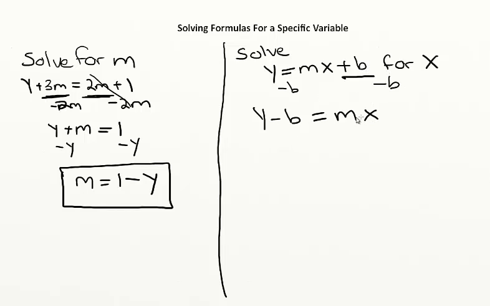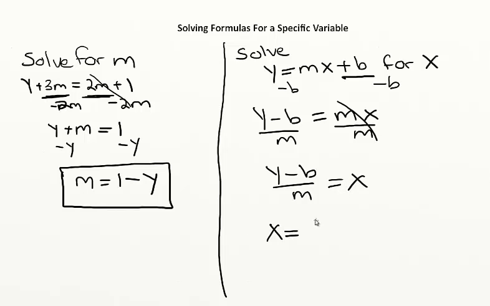Now we have this m multiplied by x, so we're going to want to divide by m on both sides in order to cancel those out and get x by itself. So now we get y minus b over m is equal to x, and so we have everything on one side and x on the other, so we have solved this equation. If we wanted to write it this way, x equals y minus b over m, that sort of looks a little bit nicer.